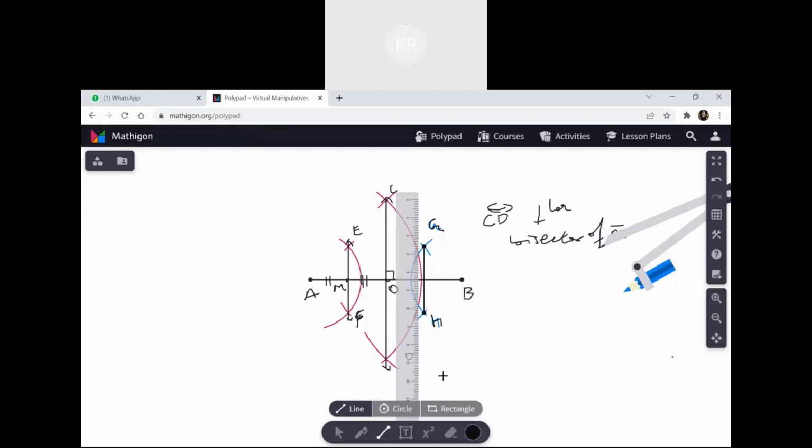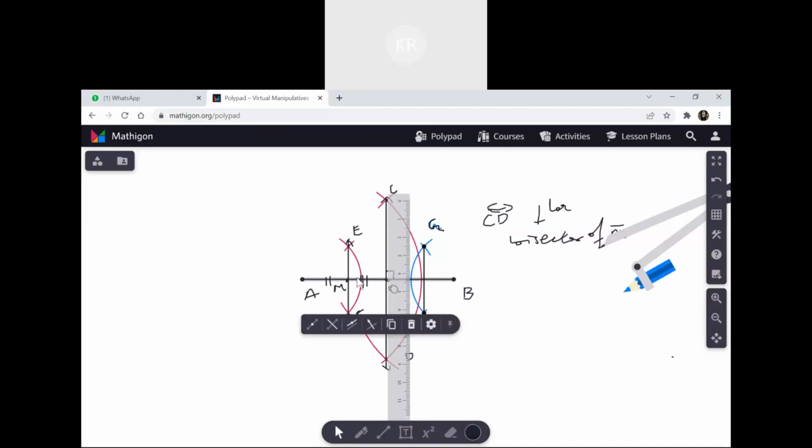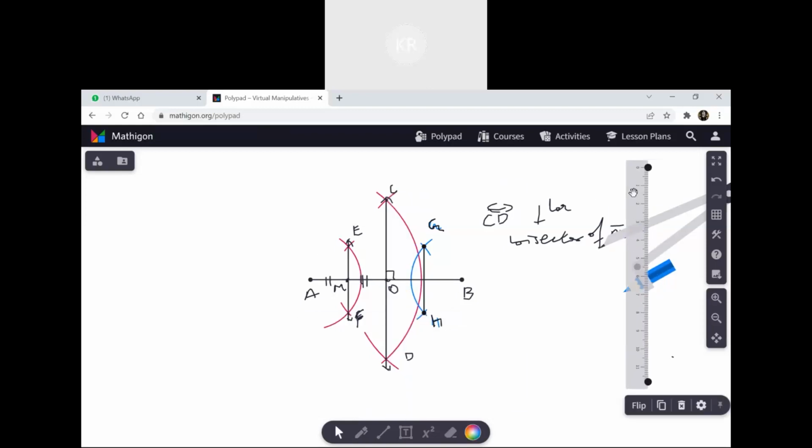Now you got this one, right? I'll take this aside. Now GH is dividing AB again into two equal parts. Here NB is equal to ON, right? So GH has divided OB into two equal parts.